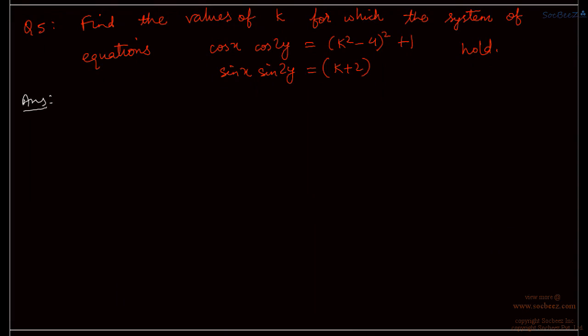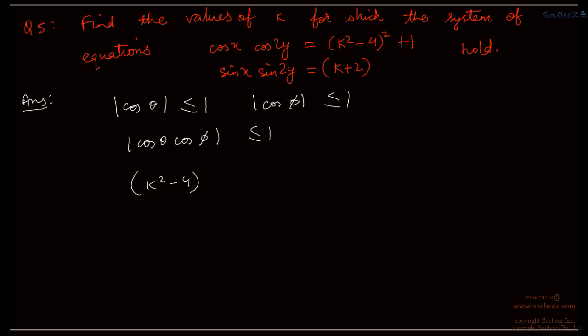Now we know that cos of any angle, cos theta, its absolute value lies between 1. And similarly cos of phi, some other angle, would also lie between 1. Now it's pretty obvious that cos of theta into cos of phi would also lie between 1, right? But the first expression says this is equal to (k squared minus 4) whole squared plus 1. Now again we have (k squared minus 4) whole squared, which itself is greater than or equal to 0. Now add 1 to it.